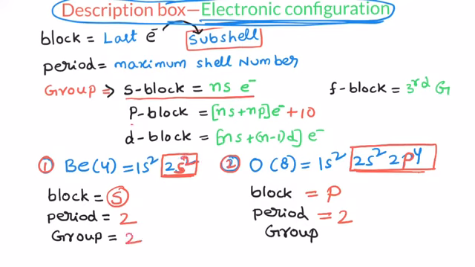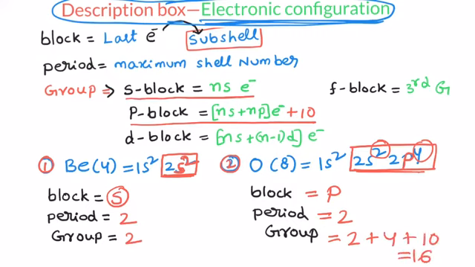Next, for P block elements, ns and np plus 10. So here S electrons are 2, P electrons are 4. So 2 plus 4 plus 10 we have to add, equal to 16. So it is the 16th group.